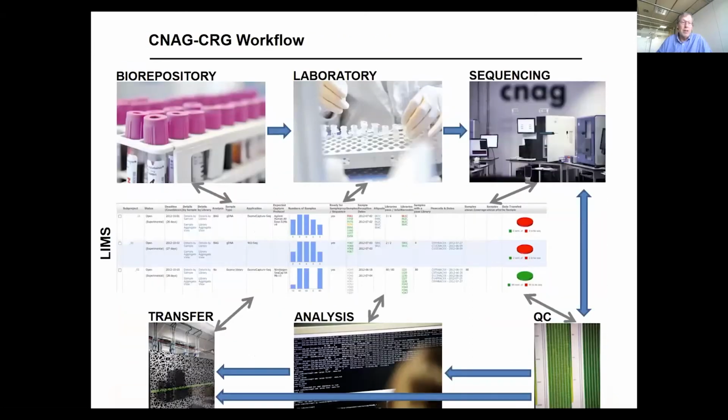We work around a process. The process is tracked by a laboratory information management system. We go all the way from study design, where a project is input into a system through receptioning samples, doing the lab work, doing all the preparation, doing the sequencing, quality controlling the data, doing analysis, and transferring data plus results back to our collaborators.